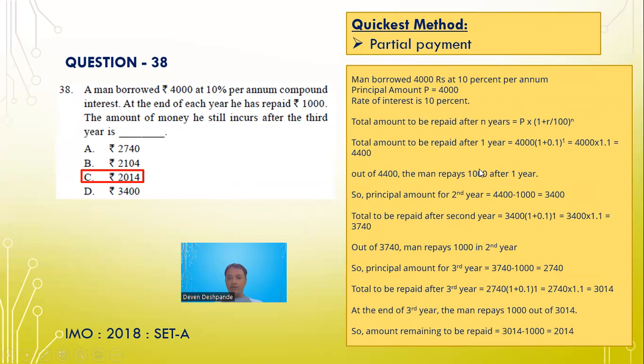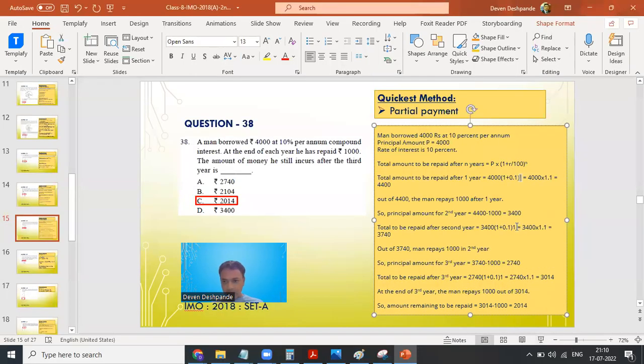Man repaid only 1,000. So total principal after second year is 4,400 minus 1,000. So principal was 3,400. Now let's see total to be repaid for the second year. So what is the principal for the second year? It is 3,400 into rate of interest remains the same, 1 plus 0.1 raised to n, isn't it? Because you are computing for the second year. Similar, this is for the third year, isn't it?